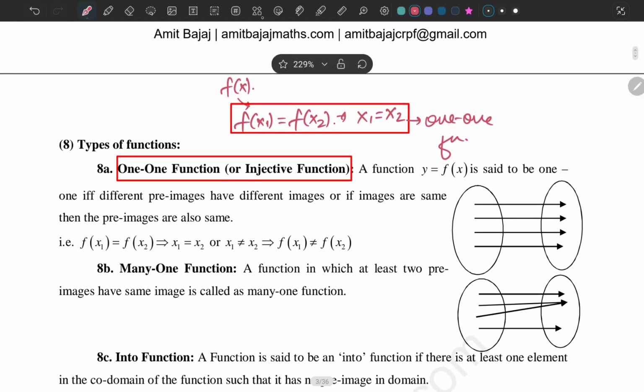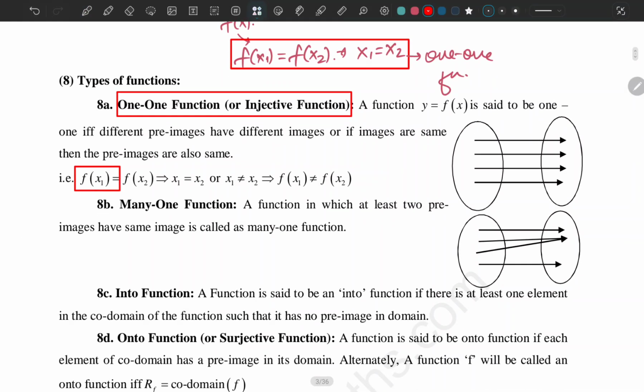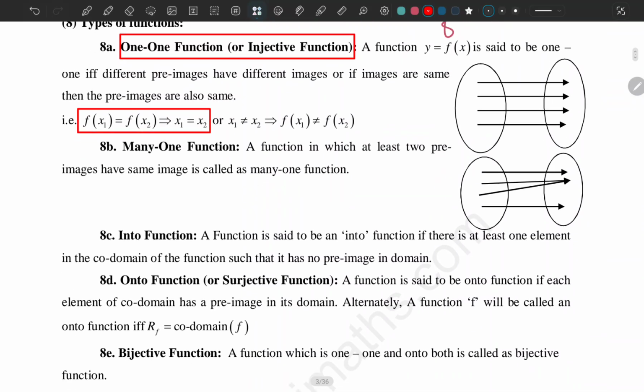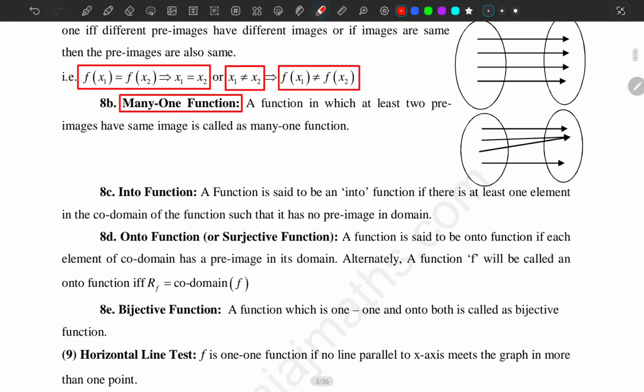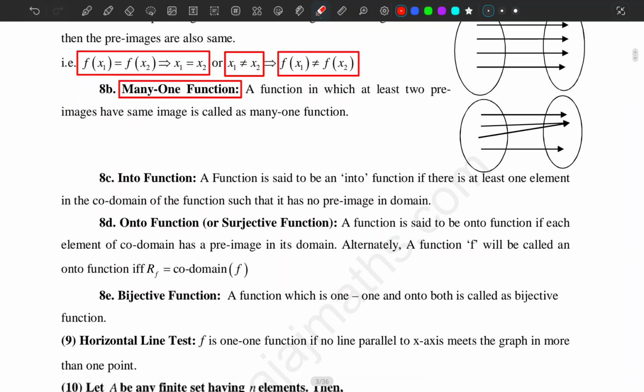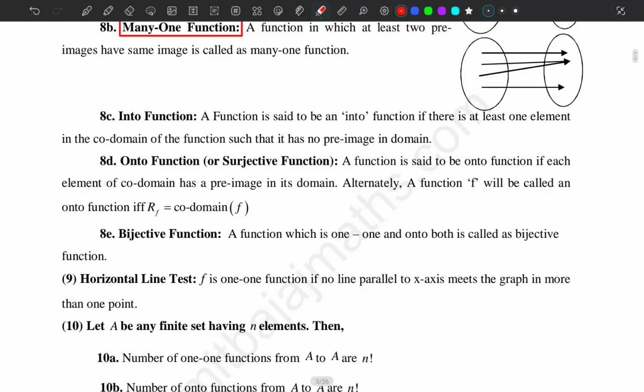Here, if f(x1) equals f(x2), and that implies that x1 equals x2, then our function is a one-one function, right? And if not, like if f(x1) is not equal to f(x2), then that is called a many-one function. That's it. And please remember that a one-one function is also known as an injective function, because sometimes boards just play with words. And what is an into function?